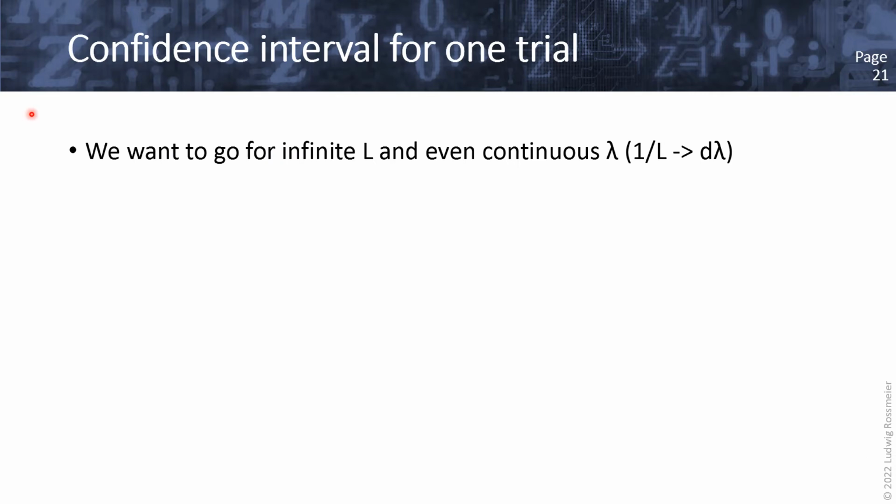In the chart for clarification, I used integer values of lambda. But in reality, we cannot claim that lambda is an integer value because it's a parameter of the Poisson distribution. Therefore, we want to go to continuous lambda, and we also want to go for infinite values of L, since lambda in reality could be any positive value.